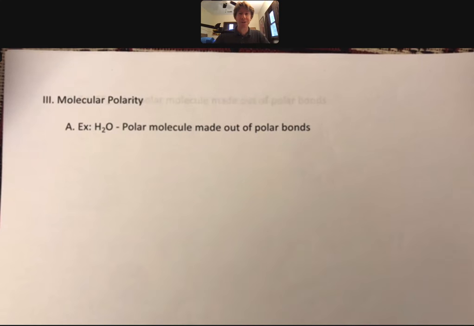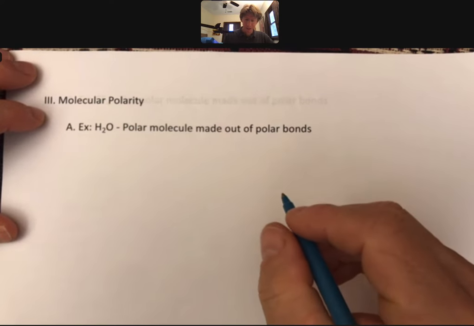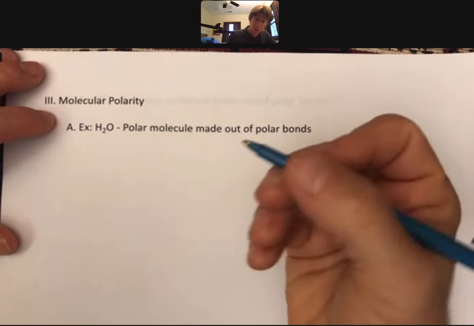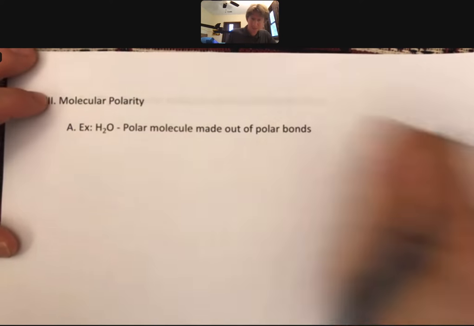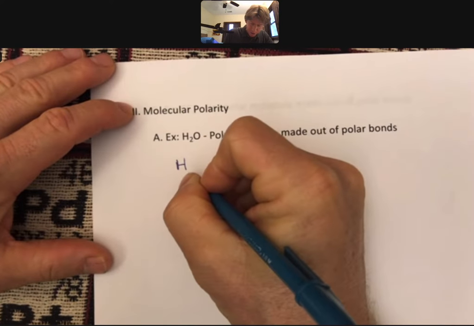It's the high point of the class. Yes, you've made it, and the octet rule still rules, in case you're playing along at home. So, a polar molecule made out of polar bonds. Let's draw water, and we just drew water, so let's draw it again, and I'll keep some space on this page, because let's see how much we have to do here.